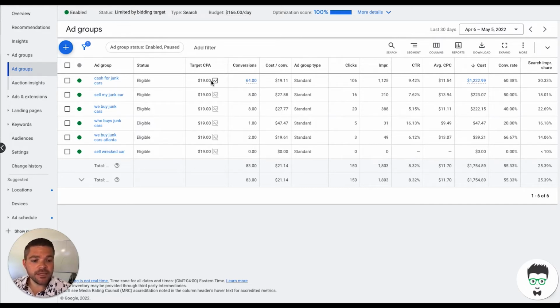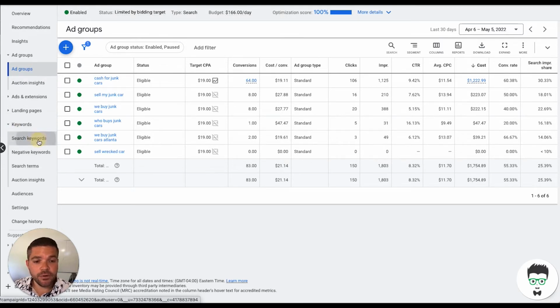In this specific campaign, we're doing a target acquisition cost of $19 right now, with the bulk of the conversions being driven from this cash for junk car. So let's take a look at the actual keywords.